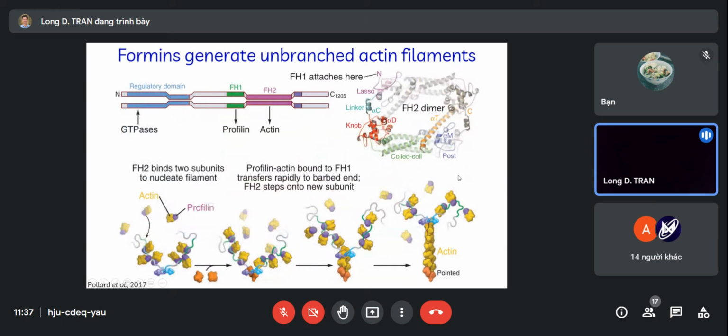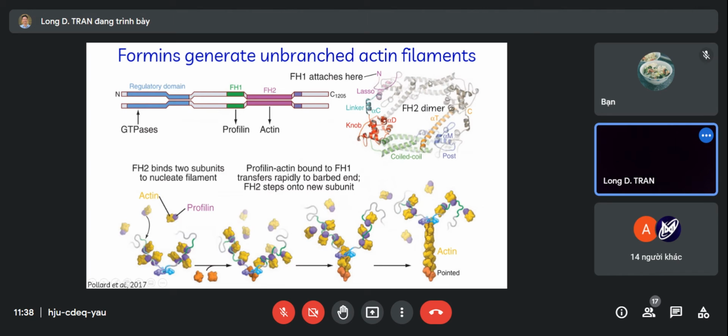Involved in the generation of actin, or actin polymerization, there are two important proteins. One is formin and another is the ARP2/3 complex. Formin works as a dimer. It has some important domains like the regulatory domain, where it binds to a small GTPase and affects the activity of formin. It has the formin homology domains, FH1 and FH2. There are two domains. One domain interacts properly, and therefore it brings the actin into the FH2 domain.